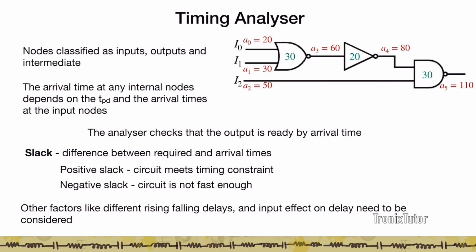Something like the rising and falling delays of individual gates can be different. And then there is also something known as the input effect on the delay. That is, certain inputs take longer to process than certain other inputs. So all these things play into the output of the analyzer, and they need to be taken in carefully when you're analyzing for slack in a given circuit.